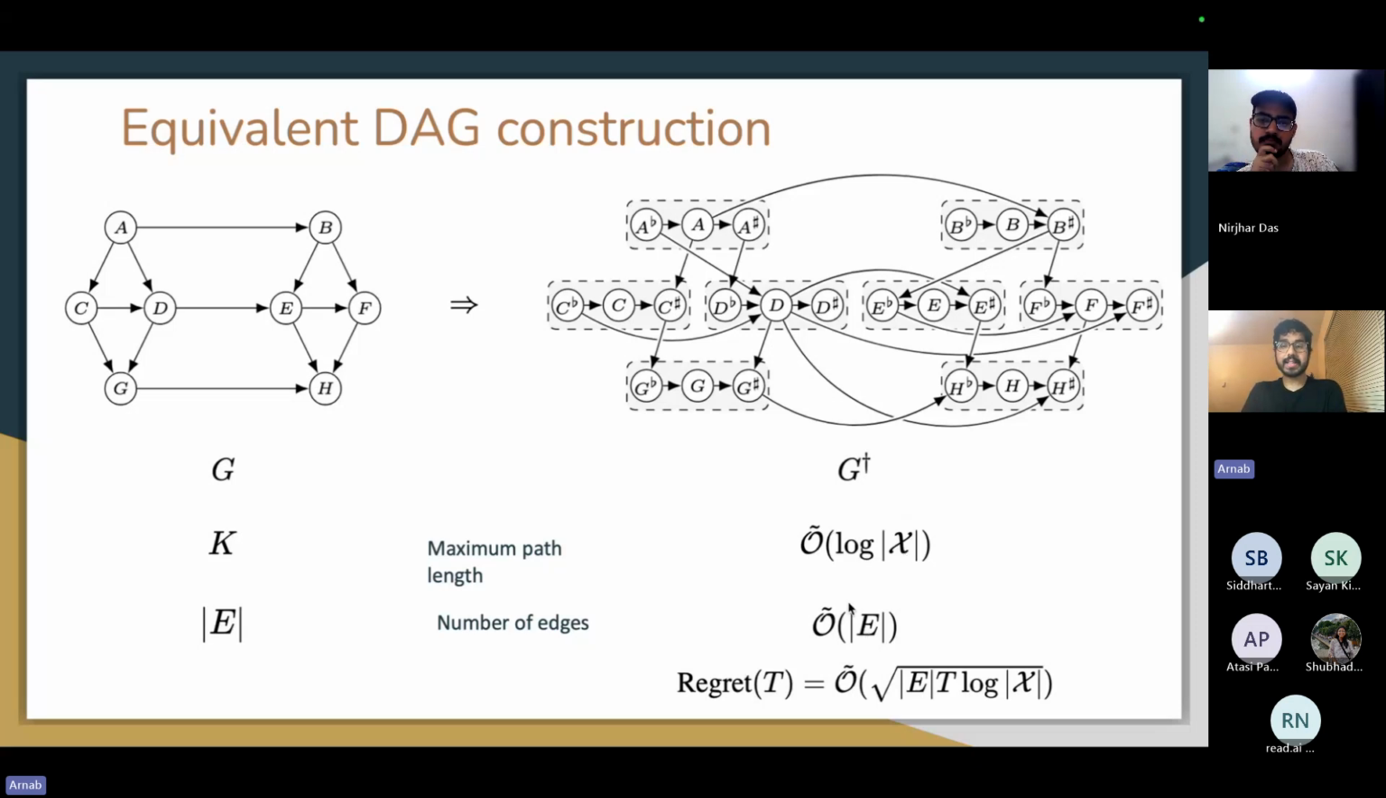So O tilde just hides some extra log E factors. We are not blowing up the graph too much, but we are compressing the path length and keeping the problem equivalent. In that case, if we run our algorithm on this graph instead of this graph, we'll get a regret which scales as square root E T log cardinality, where the K that we had earlier, K E T, now gets replaced by log cardinality. So this is what we also do in our paper.